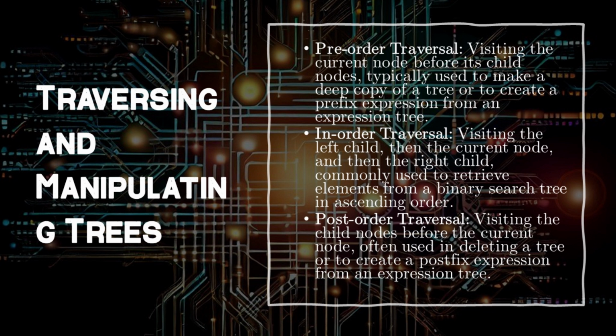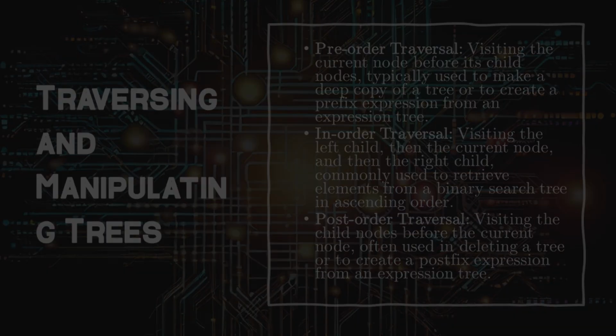Traversing and manipulating trees. To traverse and manipulate trees, we use various methods such as pre-order, in-order, and post-order traversal. In pre-order traversal, we visit the root node first, followed by its left and right child nodes. In in-order traversal, we visit the left child, then the current node, and then the right child. In post-order traversal, we visit the left and right child nodes before the current node.